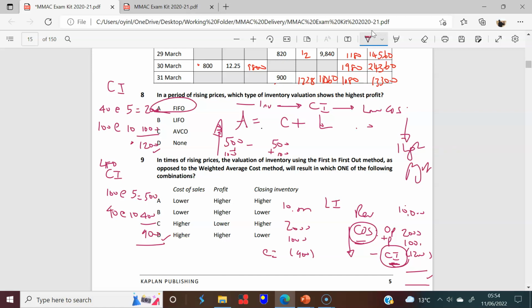In times of rising prices, the valuation of first in, first out, which is exactly what we've just done here, will lead to lower cost of sales and therefore higher profits due to a higher valuation of closing inventory, right? Because that's really the point here. These two are connected. A higher closing inventory gives a lower cost of sales, doesn't it? Okay, and that's question 9.